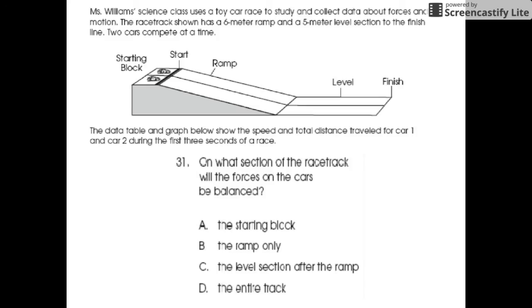So let's start with those cars at the starting block. We've got gravity pulling them down. We've got the starting block ramp part pushing up on them. They're not moving. In that case, those forces would be balanced. But let's make sure that that's the right answer. Let's move on to the ramp. What happens to the speed of a car as it travels down a hill? Well, you might have experienced this by riding your bike. As you go down the hill, you're going to get faster and faster and faster.